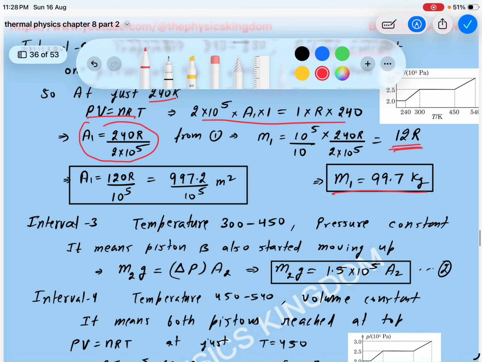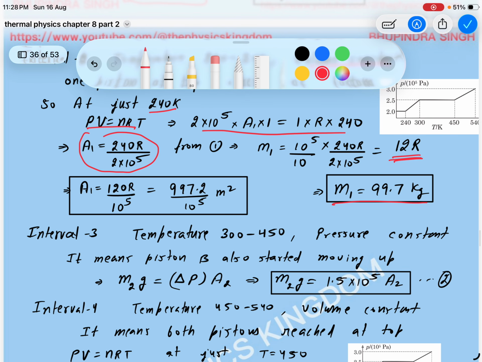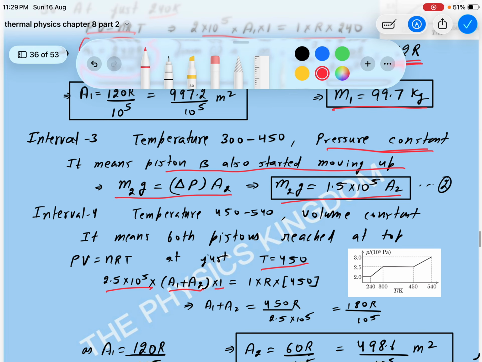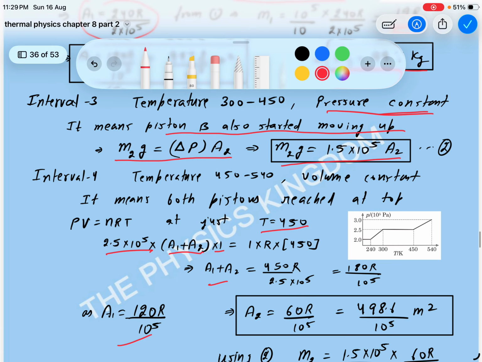Now interval 3, from 300 to 450, the pressure is constant, so it means piston B also started moving up, as I explained. So for the second piston also, M2G equals delta PA2, so M2G this value. Interval 4, finally volume is constant, but the total volume is (A1 plus A2) into A, so I apply PV = nRT at just 450, with A1 plus A2. Now A1 we already know, so we get A2. This area is lesser than the first one.